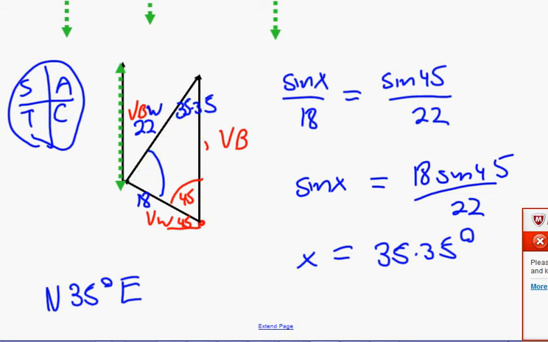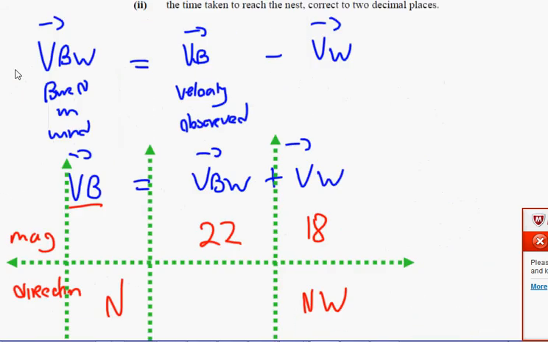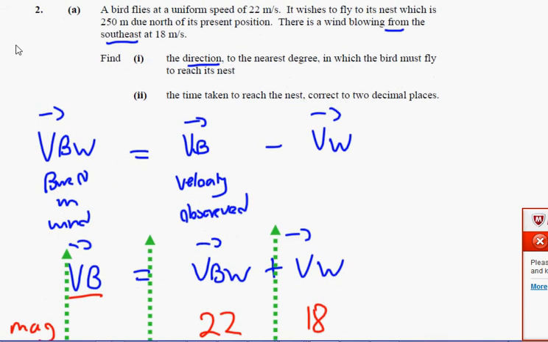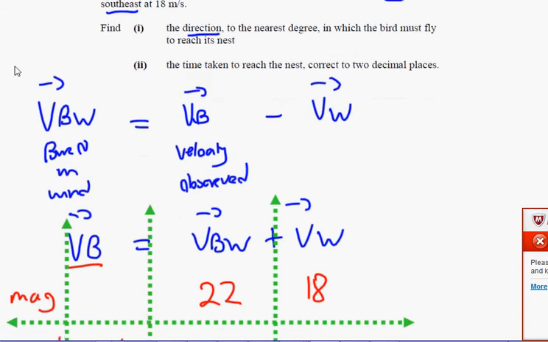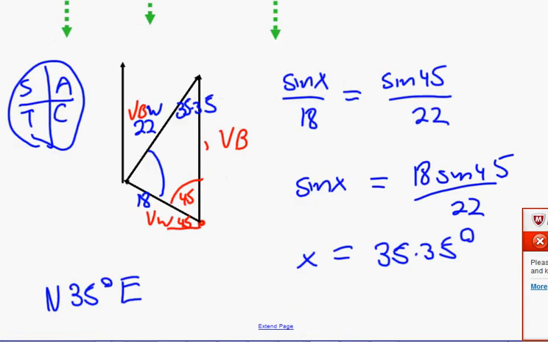Okay, moving on. What's the next part of the question? The time taken to reach the nest corrected to 2 decimal places. What do we have to find out? We actually have to find out the velocity of the bird. And as it turned out, we needed that angle anyway, didn't we? So what did we say that angle was? 99.65. So we're going to do another sine rule.